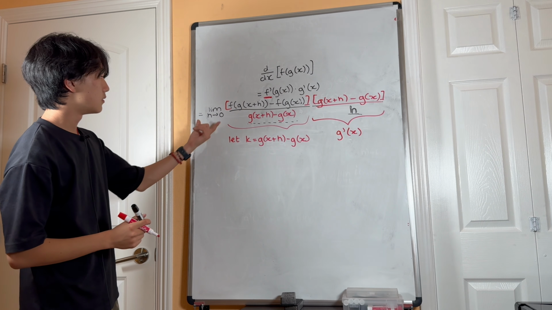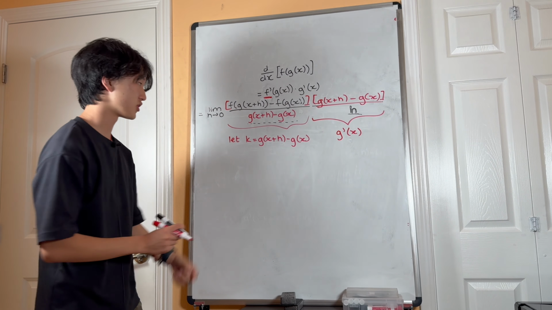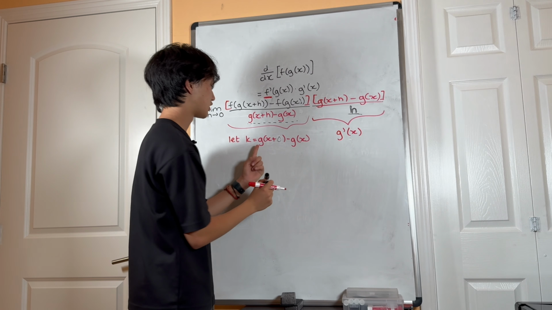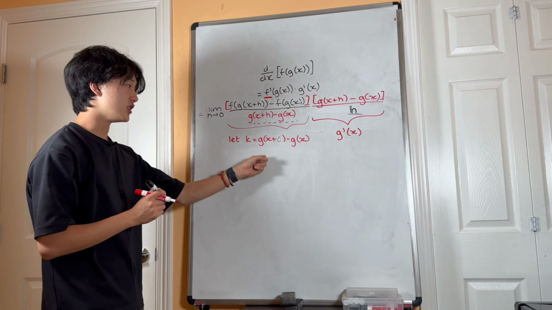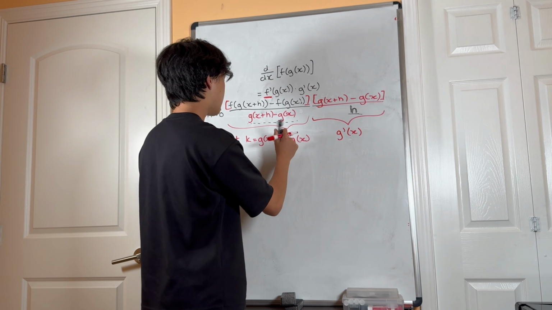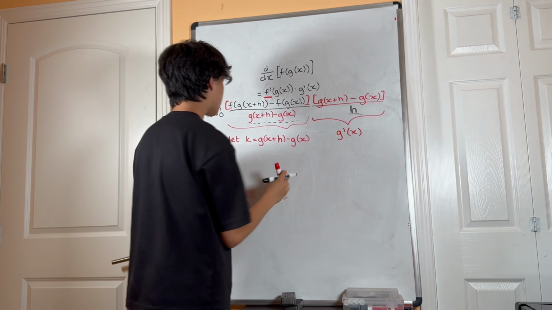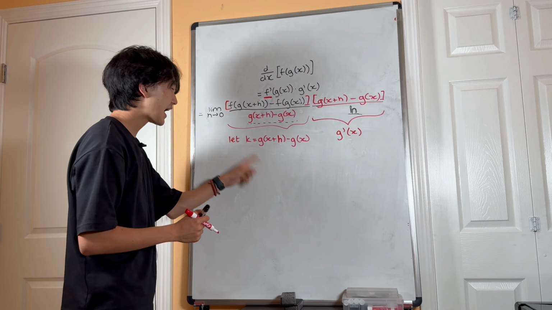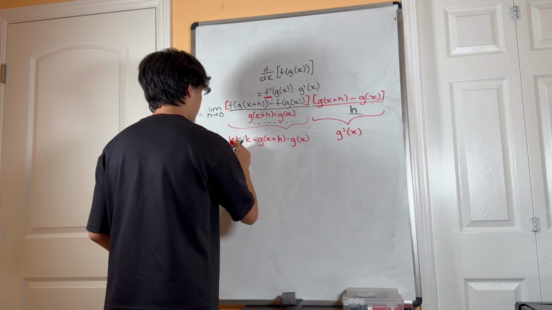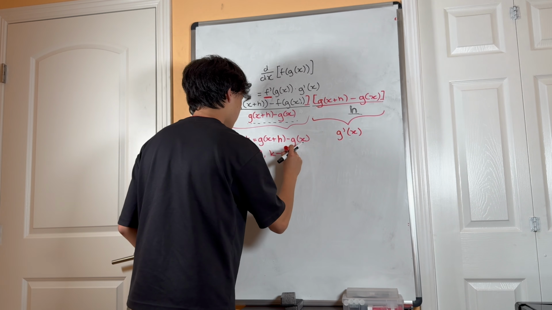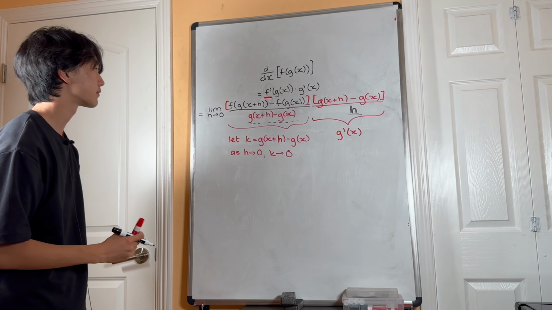Now notice that h right here is approaching 0. So when h approaches 0, this first term right here goes to g of x. And g of x minus g of x is just 0 too, right? So that means when h approaches 0, which it does, that's the limit that we started out with, then k also goes to 0. So as h goes to 0, k goes to 0. So kind of write it like that.